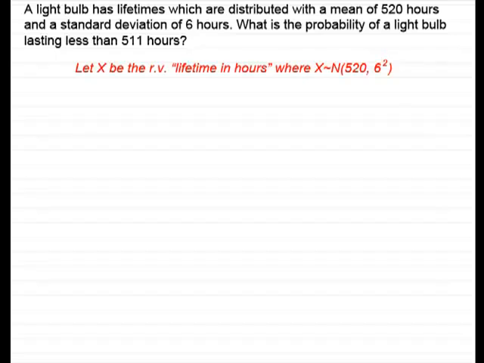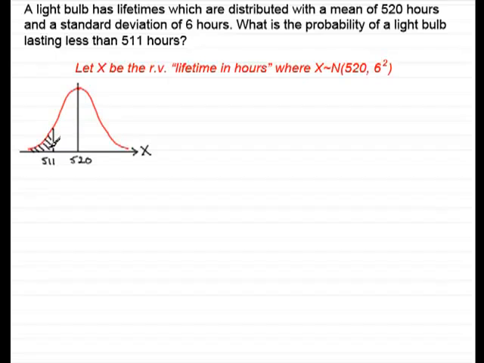Next, I would want to draw a sketch of the normal distribution. So we need to label this axis x, which is the lifetime in hours. We've got the mean, which is the central value of 520, and we're trying to find the probability of the light bulb lasting less than 511 hours. So 511, we'll just mark that in over here as being down here at 511. Now the probability of being less than 511 is represented as this area here.